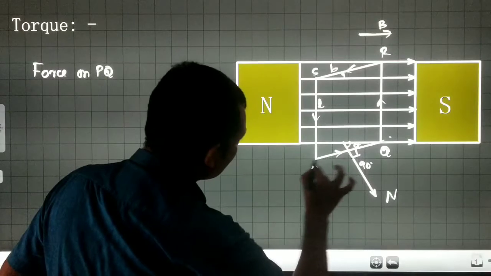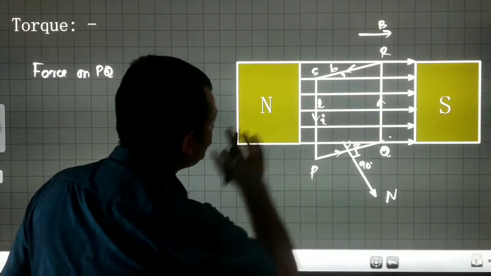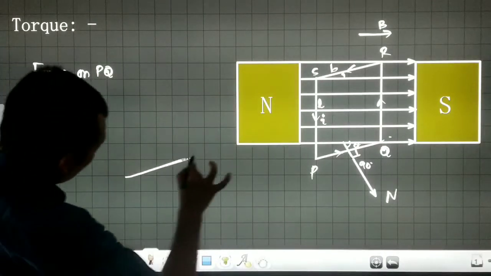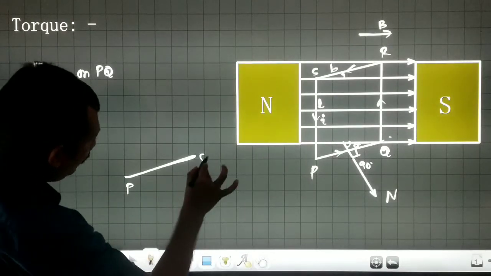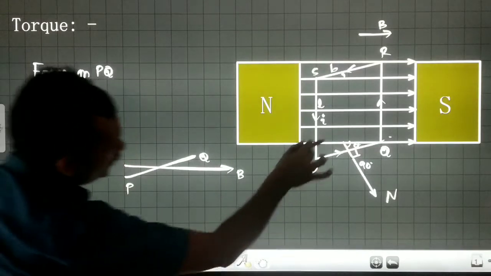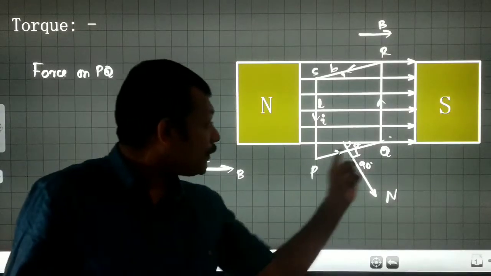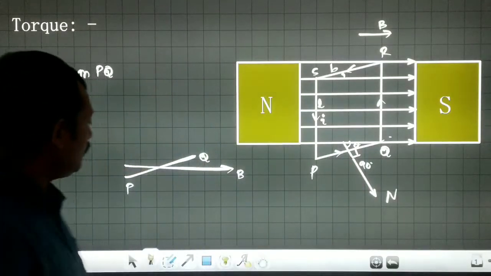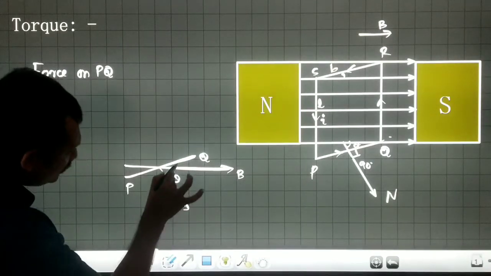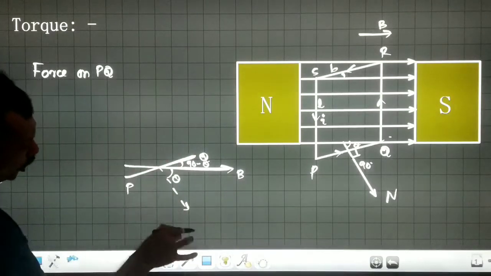You can see that this is the direction of current on PQ, and let me say the magnitude of this current is I. This is the length PQ. This is the direction of the magnetic field. Now the normal to PQ makes an angle theta. This is the normal. This angle is theta, and this angle is 90 minus theta.